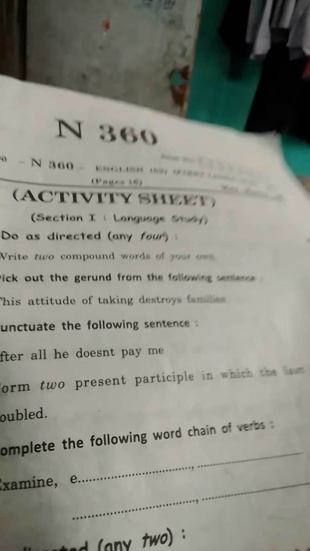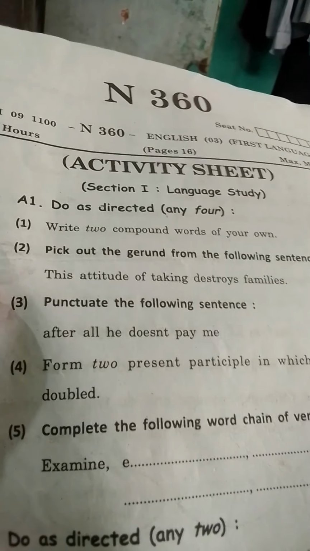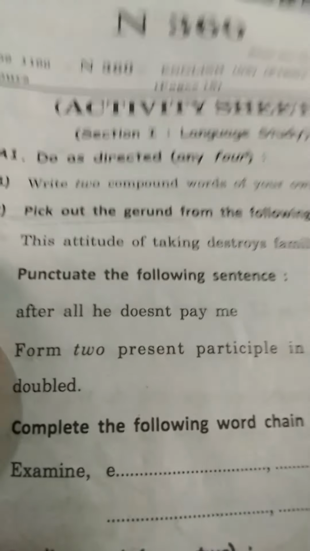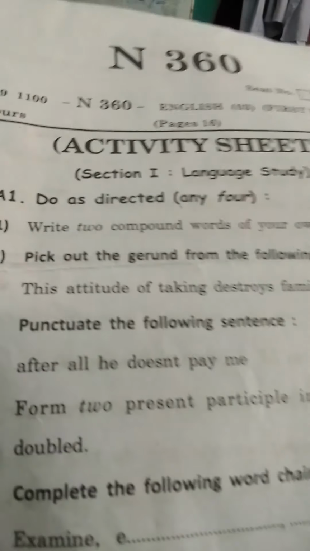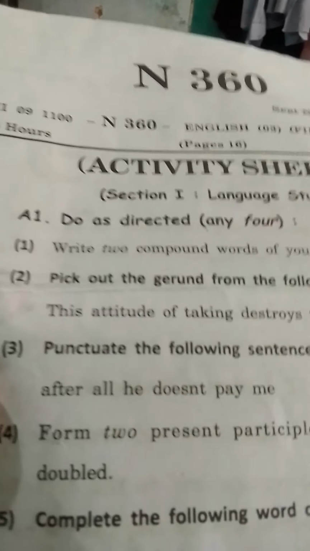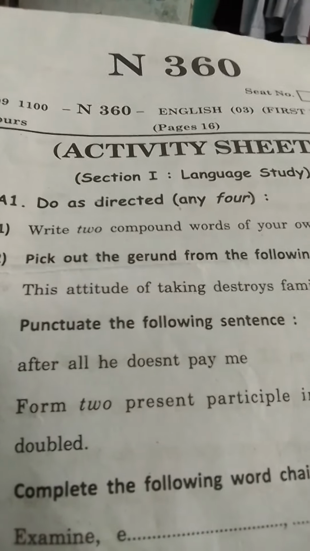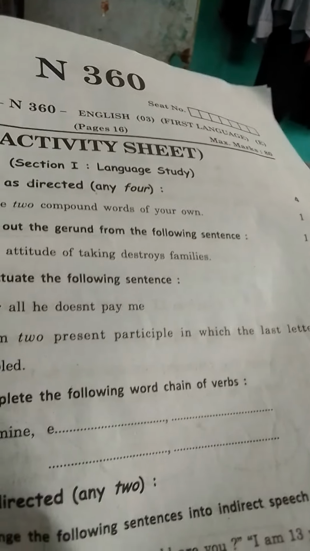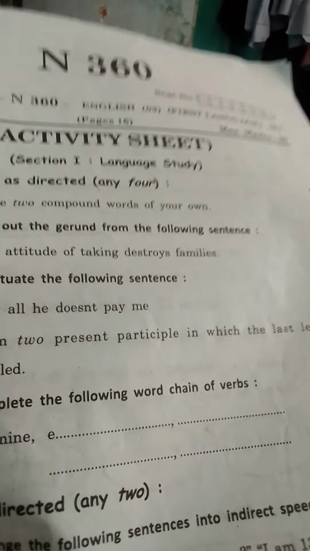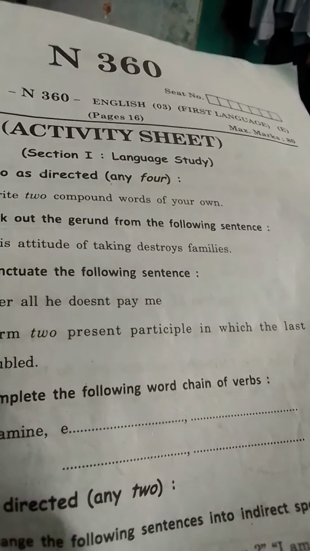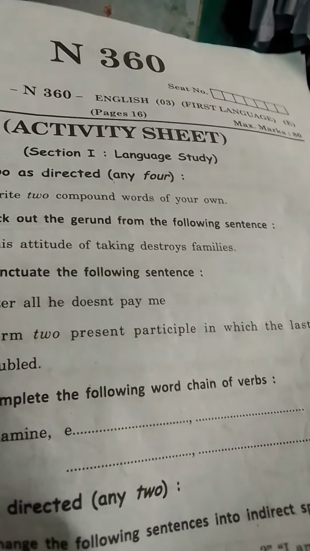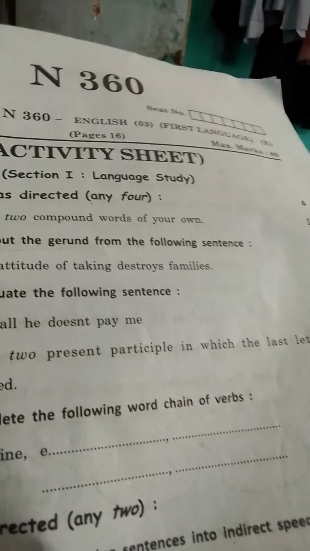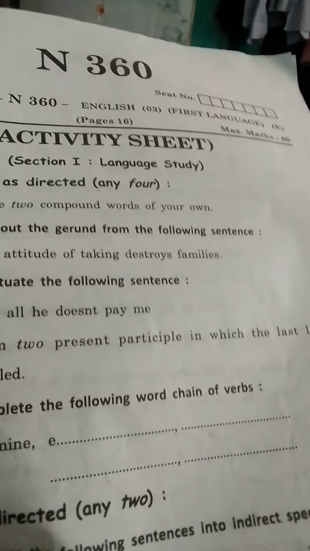Form two present participles in which the last letter is doubled. So guys, please don't get confused between present and past participle. Many of the children have written past participle instead of present participle. So present participle again is just like a gerund, but here you are supposed to use those words in which, to create the continuous ing form, the last letter is getting doubled, like cutting, C-U-T, cuts, C-U-T-T-I-N-G, cutting. You can write putting as well. You can't write shooting because in shooting the T is not getting doubled.